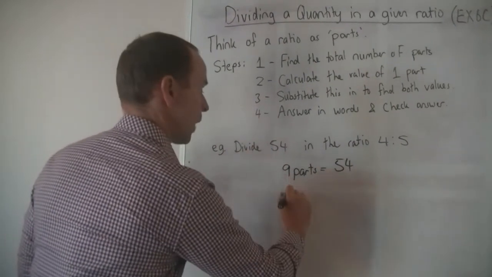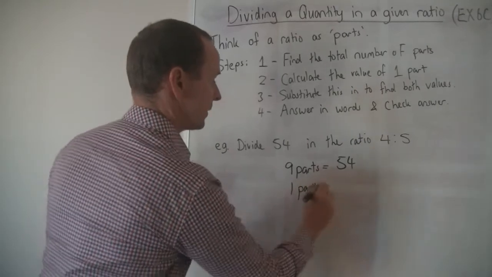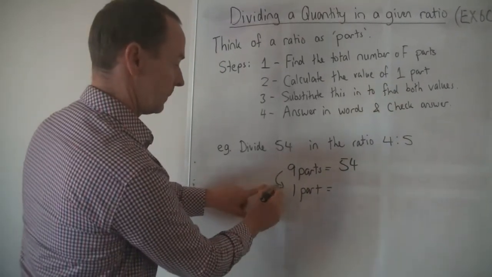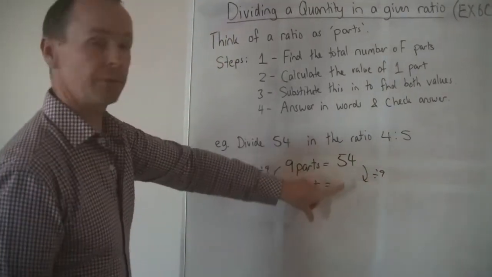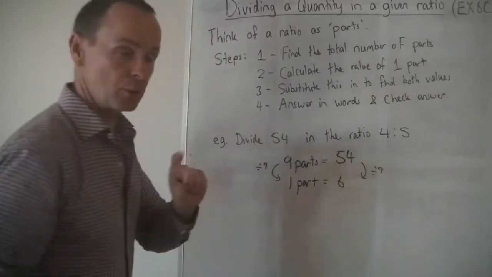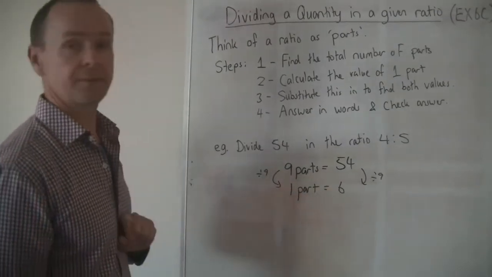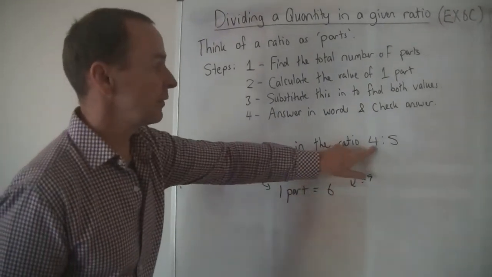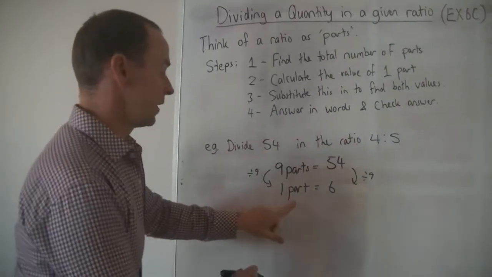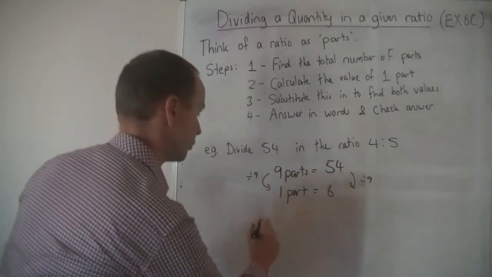Excellent. Find one part. If 9 parts is 54, we divide this by 9. So you divide that by 9 as well. 6 9s are 54, so times tables. So one part is 6. And we're almost done. If one part is 6, this first person gets 4 parts. So 4 6s are 24.